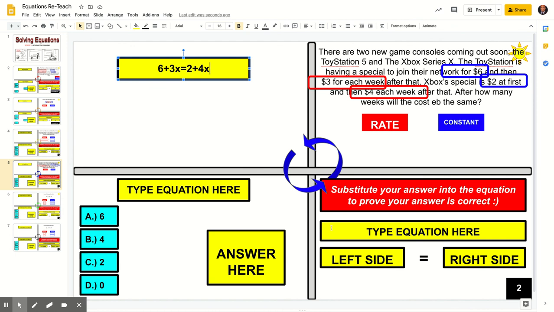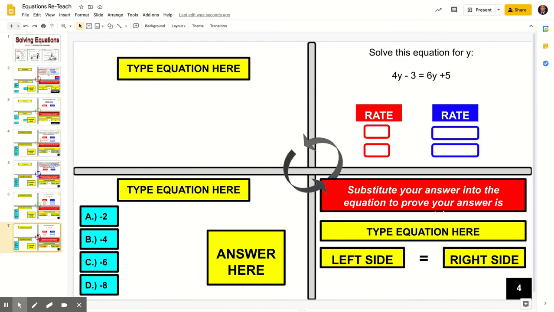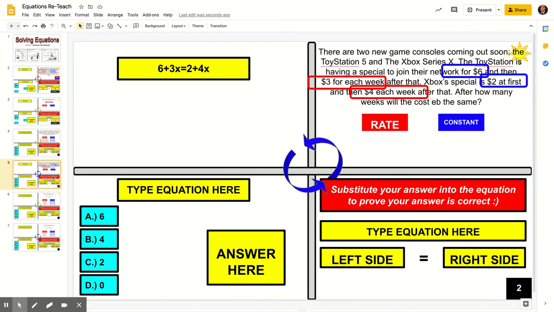Now, there's that one. And this one is given to you. So these two are given to you. So yeah, there you go.